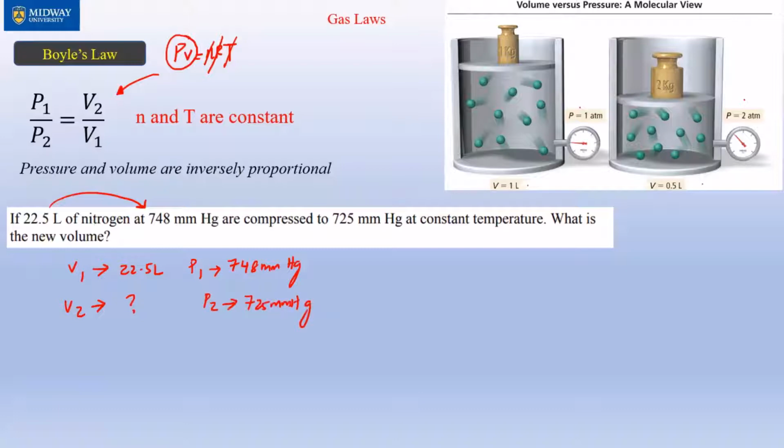Like I said, when it's just pressure and volume or anything else that doesn't involve temperature, you do not have to convert to Kelvin. Unless you're using the ideal gas law, then everything must be converted. So P1 is 748, and P2 is 725, and V2 is what we need to find, and V1 is 22.5 liters. Solve that, you do the math. So 748 over 725 times 22.5, 23.21 liters.